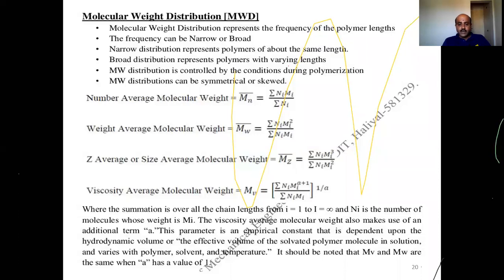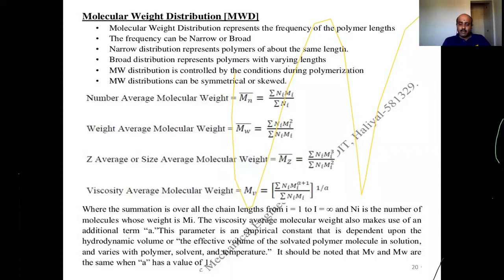When you look at Mv and Mw, they are the same when a has the value of 1. So the weight average molecular weight and the viscosity average molecular weight, both formulae will be the same when the value of a is equal to 1. So this is how the molecular weight distribution can be shown.